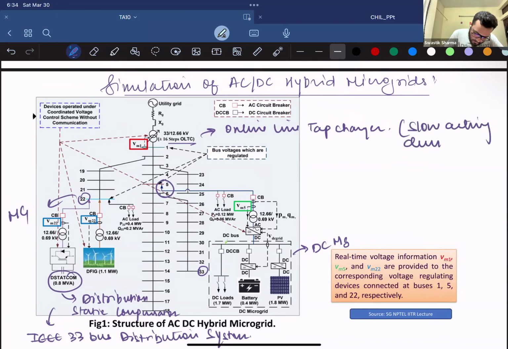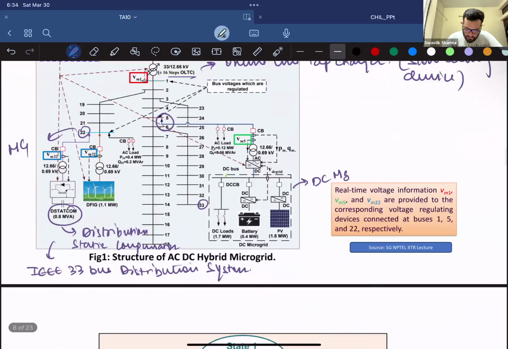So it's slow because it has mechanical switches which are configured to different taps. So it has 16 steps, so there are 16 taps. Whenever required, the mechanical switches work in such a way that it moves the switch up and down so that your tap could be increased or decreased given the need.